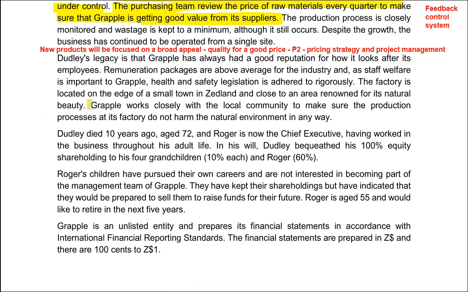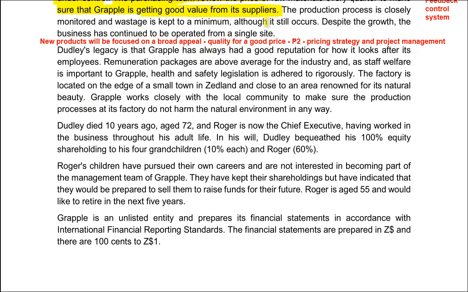And as we move down here, we can see that despite growth, the business has continued to be operated from a single site. Now, I don't know if it's just me, but I believe that's probably the biggest hint an examiner can give that there is room to grow in terms of acquiring new non-current assets such as a new factory or plant or headquarters, that kind of thing. So new buildings, factories, that kind of thing, we have the potential for that to be a new project, a new investment for the company.